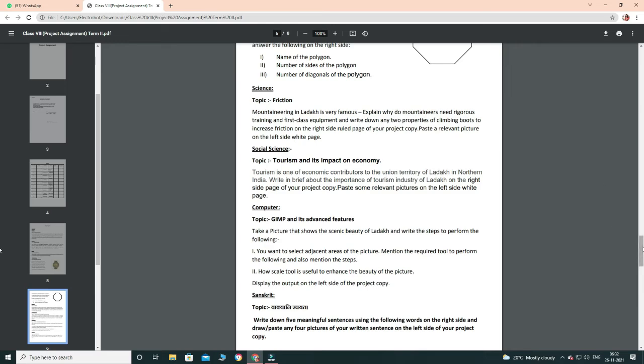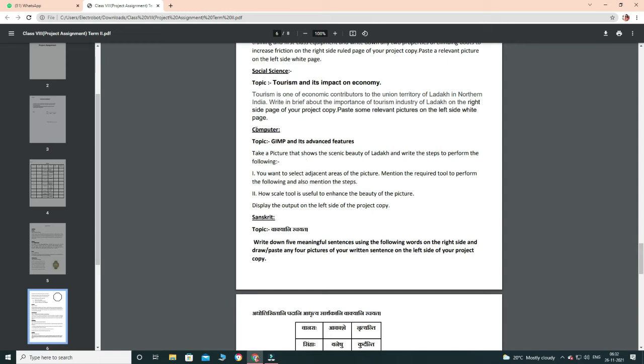Now comes the subject computer, and the topic is GIMP and its advanced features. What you need to do in the computer, you need to take a picture that shows the scenic beauty of Ladakh and write the steps to perform the following. You just need to write the steps, okay, and you have to affix the picture.